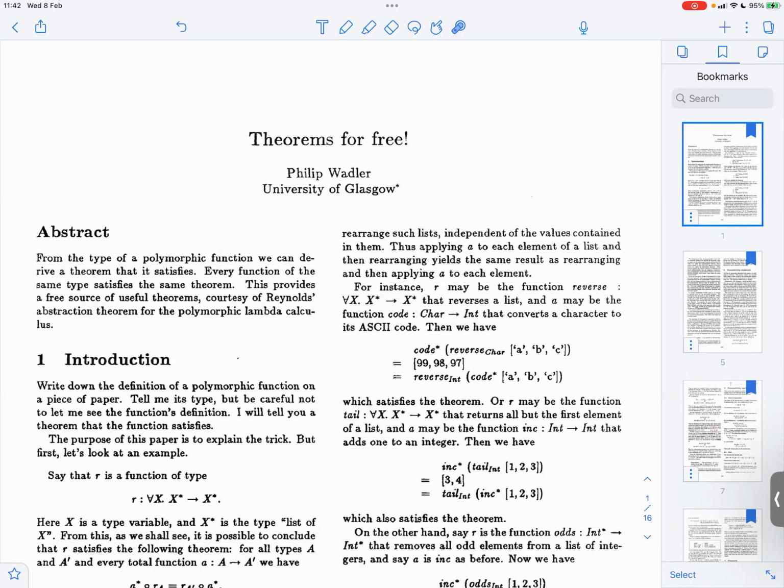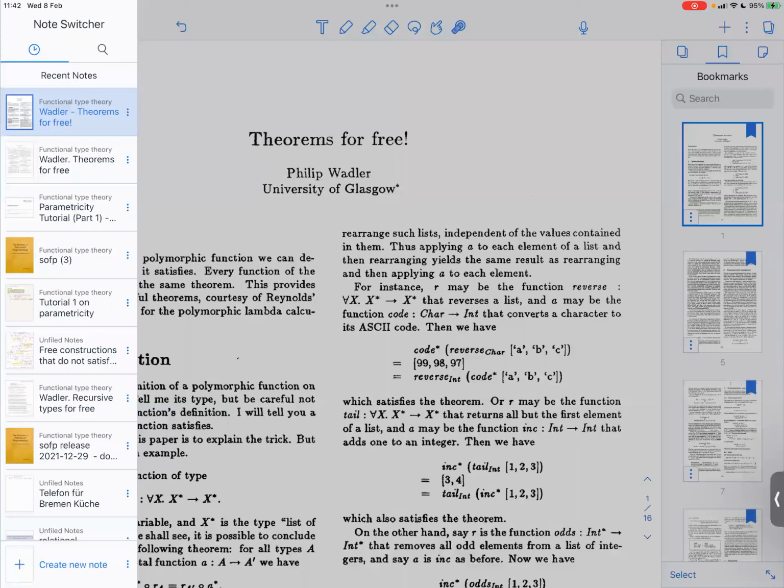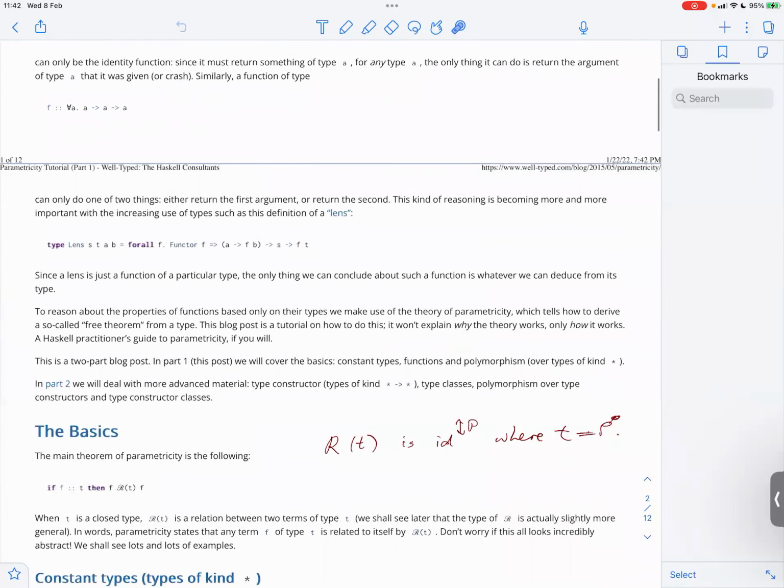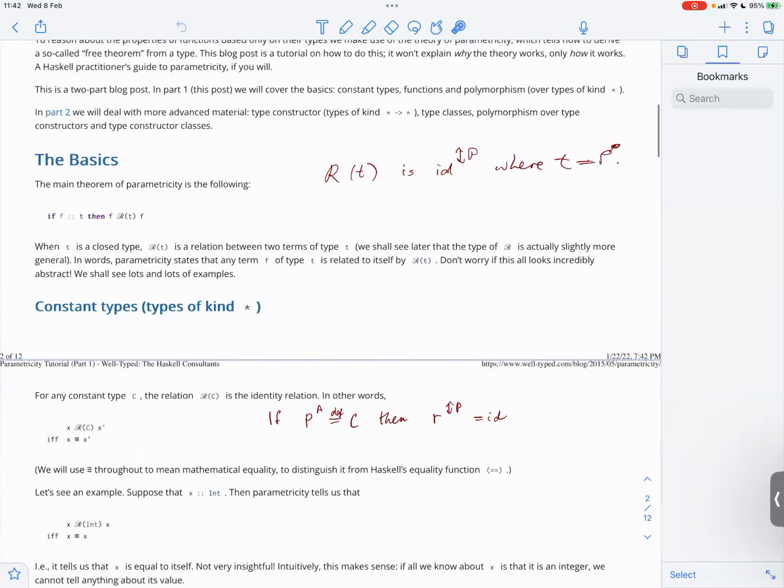There is a tutorial that is called here parametricity tutorial. So let me show where that is. It's this one. So there is a tutorial in 3 parts using the Haskell notation and then this notation with cursive R. So the cursive R is this operation that takes a type and gives you a relation.